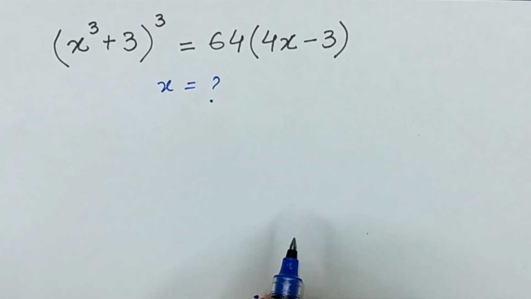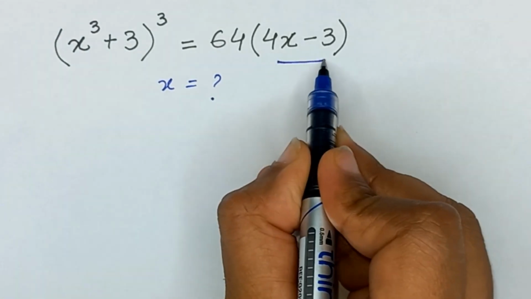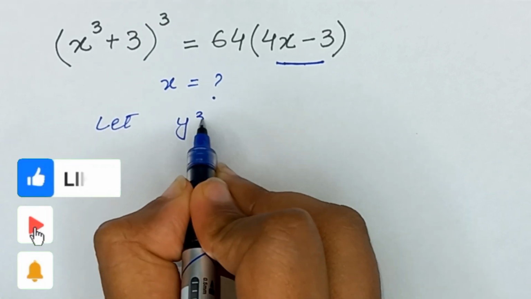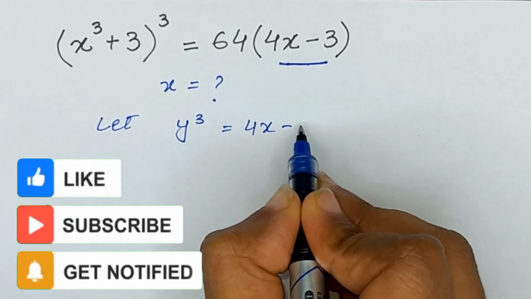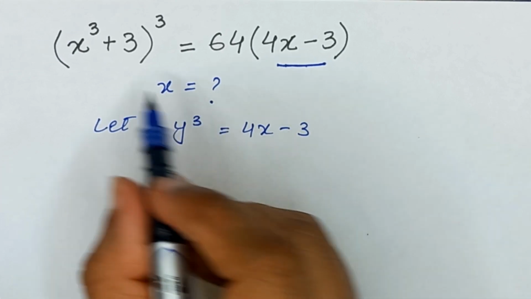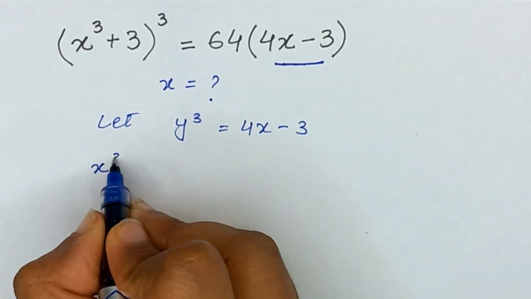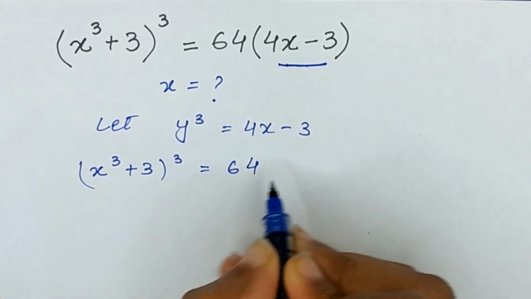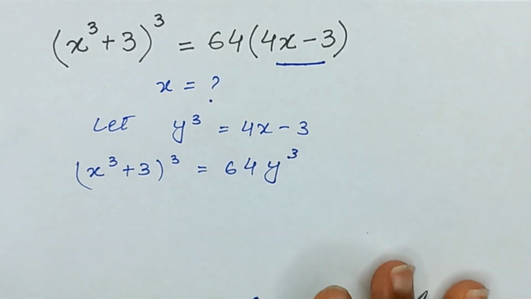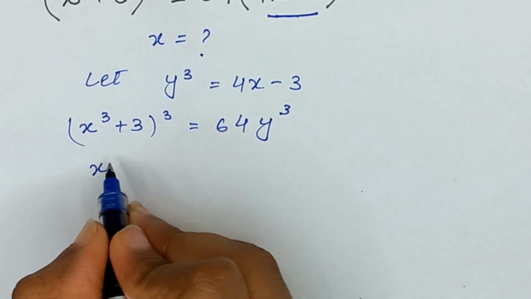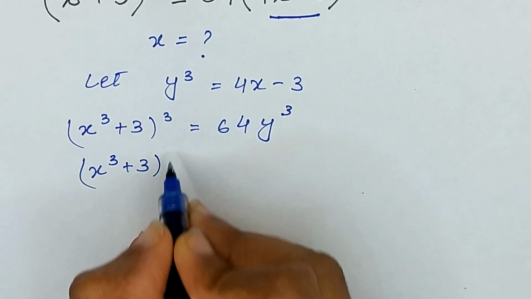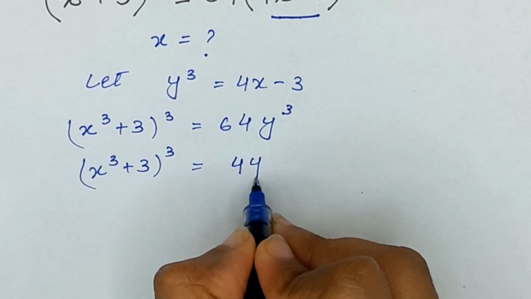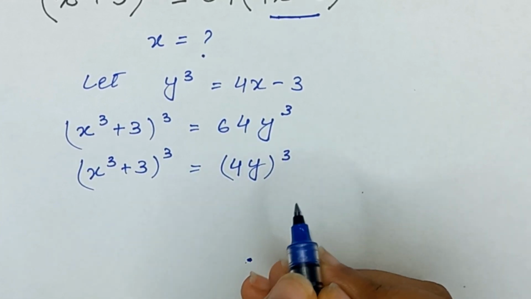So first of all, I will take this 4x − 3 as y³. I will let y³ = 4x − 3. Then our above equation will become (x³ + 3)³ = 64y³. Here (x³ + 3)³ remains the same, and we know that 64 is the same as 4³, so I can write it as (4y)³.